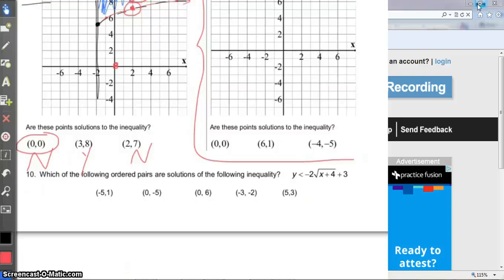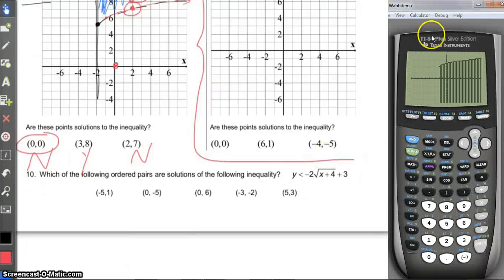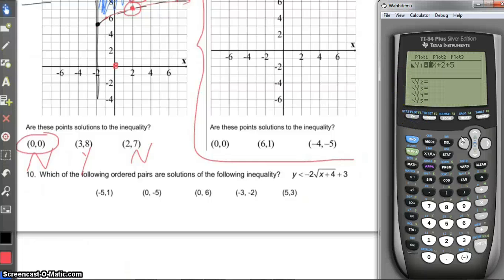Now let's continue. Which of the following ordered pairs are solutions of the following inequality? What you can do is graph it on the calculator, and I don't know where the calculator went. Let me see if I can find it. Okay, there you go. So go to y equals, graph it.